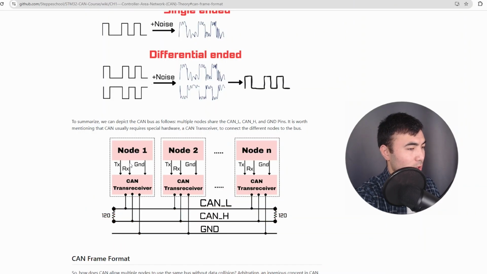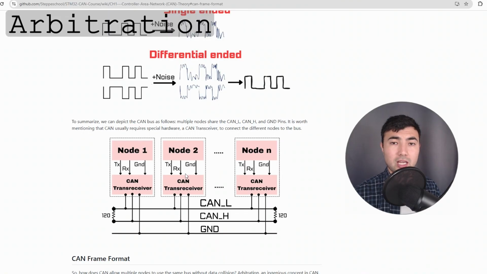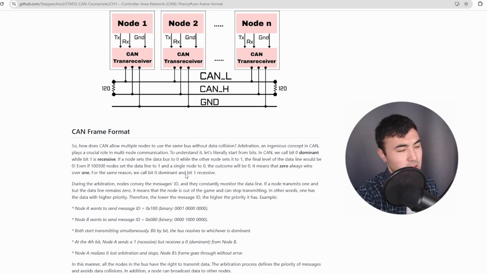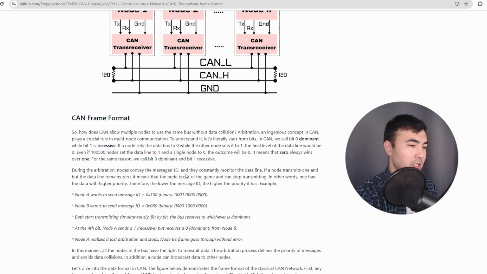Imagine that node 1 and node 2 are sending data at the same time, in parallel. In that case, intuitively, we should end up with a data collision. But in the CAN interface, we have a really crucial element that we call arbitration that allows us to avoid the data collision. To understand arbitration, I need to introduce two technical terms. First, dominant and recessive.